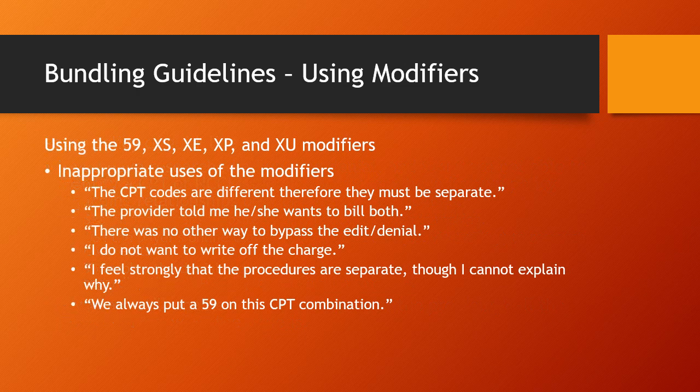Okay, so now that we understand all of the bundling guidelines, or at least how to identify them, interpret them, and where to find them all, the next thing I need to know is how to use modifiers appropriately. There is a link on the last slide in this presentation to an article that CMS has published and republished multiple times about appropriate use of the 59 modifier. It's a really good article to thoroughly read through before you start appending modifiers because it really breaks down their expectations.